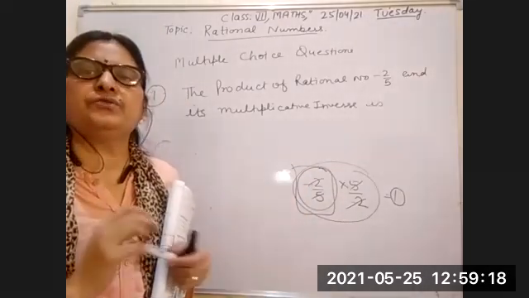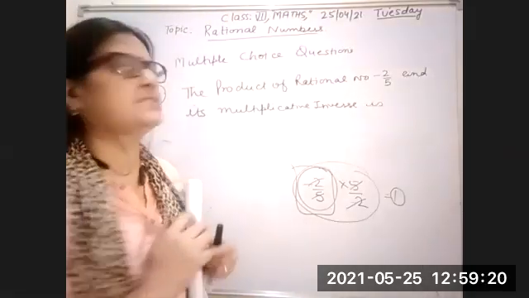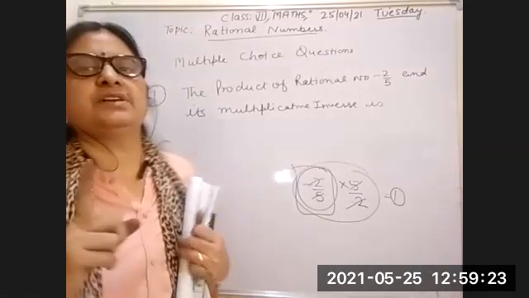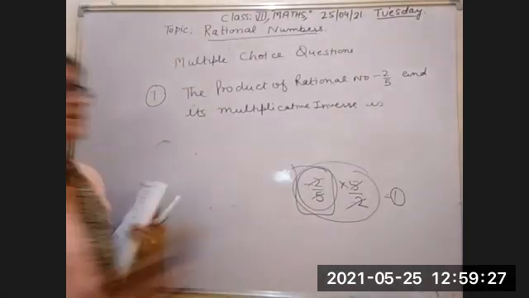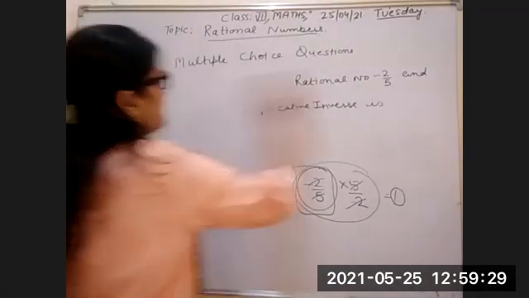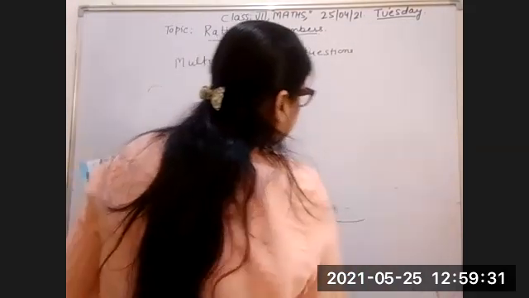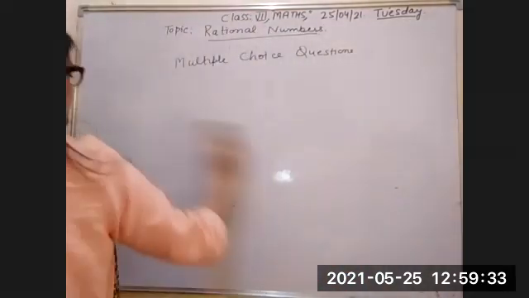Now how will you find the multiplicative inverse? Its multiplicative inverse is 1. So in this question, option 1 is correct. Okay. Now one addition and one multiply question I am taking now.